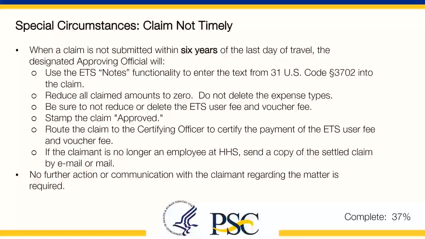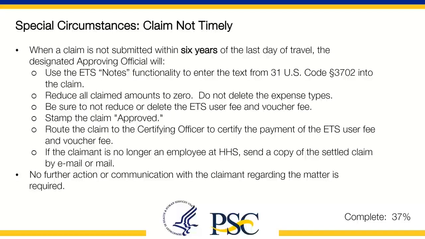When a claim is not submitted within 6 years of the last day of travel, the designated approving official will use the ETS notes functionality to enter the text from 31 U.S. Code Section 3702 into the claim. Reduce all claimed amounts to zero. Do not delete the expense types. Be sure to not reduce or delete the ETS user fee and voucher fee.